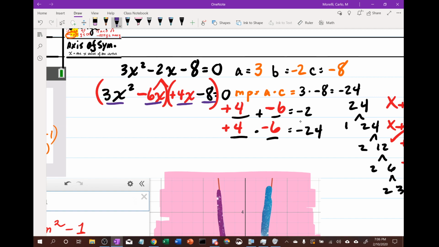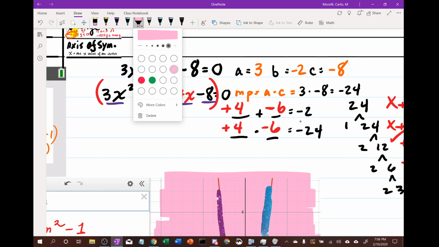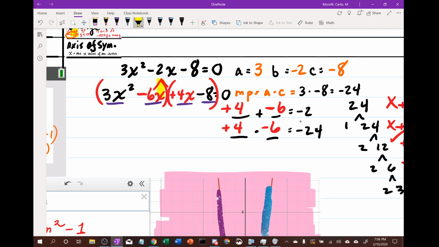Okay, so now we're ready to divide out the greatest common factor. What do you guys think the greatest common factor would be for this left binomial here? 3x squared minus 6x. What could I pull out of both of those terms? 3x, that's right. Okay, and what could I pull out of 4x minus 8? Divide by 4.